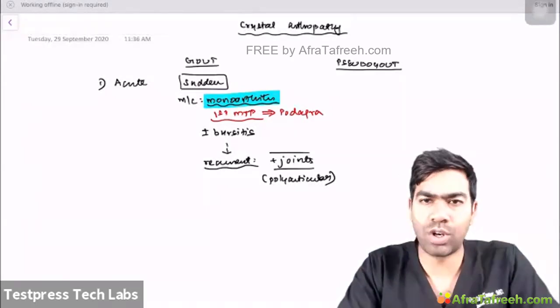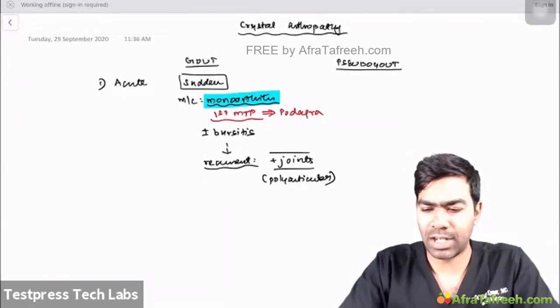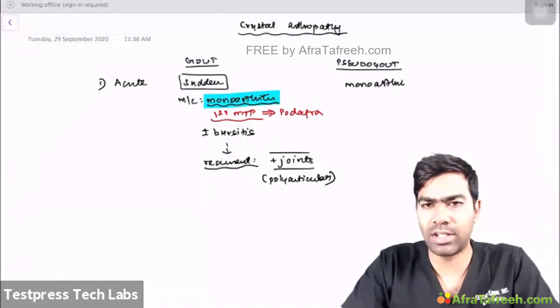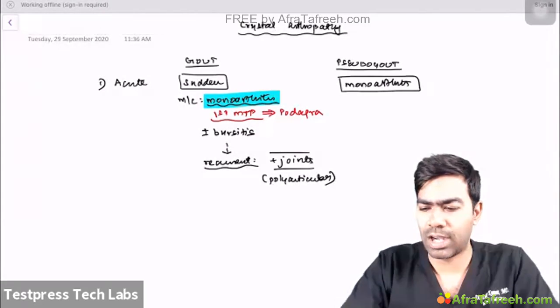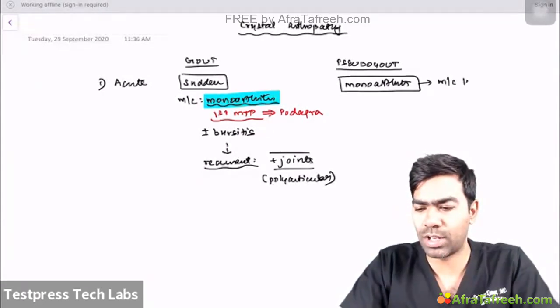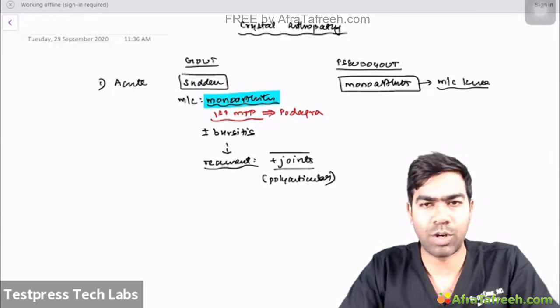And as far as pseudo gout is concerned, they can present in a different way. Like for example, they can have a monoarthritis. It's very common, of course. And if you ask which is the most common joint that is involved in the monoarthritis, the most common joint involved is the knee joint usually.